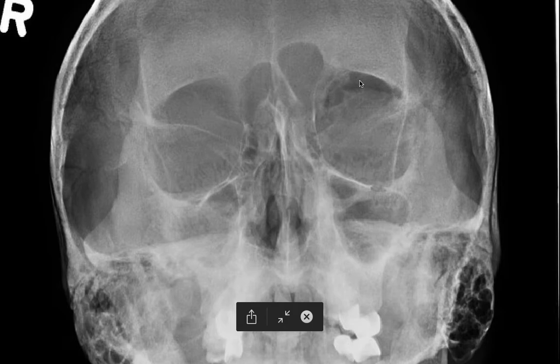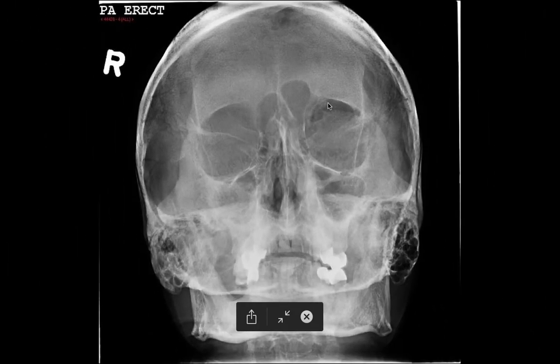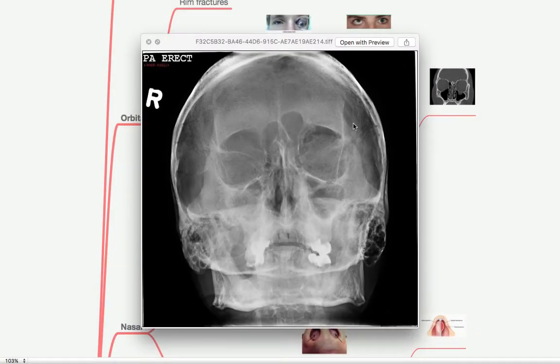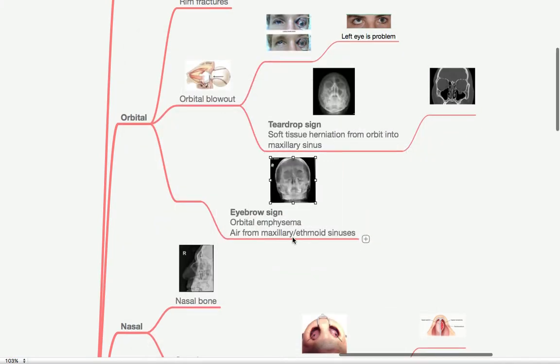So we've got the eyebrow sign, which is this darkened area. It looks a little bit like an eyebrow, and this indicates that this person has intraorbital emphysema. It may be, for example, from a fracture through the inferior wall of the orbit, and maybe some air has tracked up through the maxillary sinus. Remember, you've got your ethmoidal sinuses here, you've got your frontal sinuses, it could be from any of these really. But basically, that's not very good news. You've got air within the orbit, orbital emphysema.